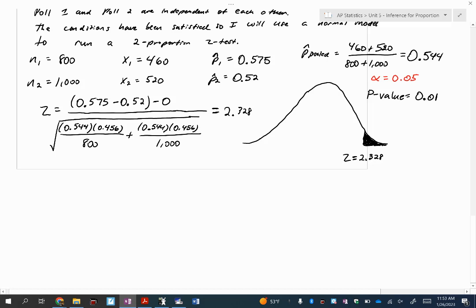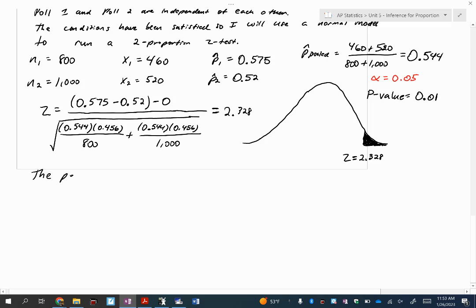Can we do a conclusion? You're good. What are we going to do? Look at your p-value. Compare it to alpha. What do you notice about your p-value compared to alpha? It's smaller. Right? If the p-value is smaller than alpha, what do we do? We reject the null. So do we have enough evidence to say that this candidate's popularity has decreased? Yes, we do.